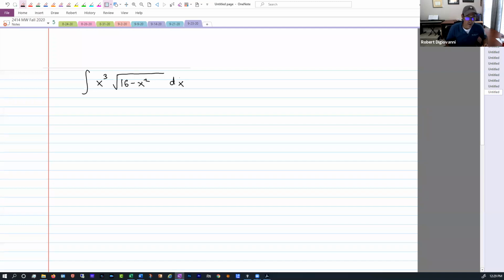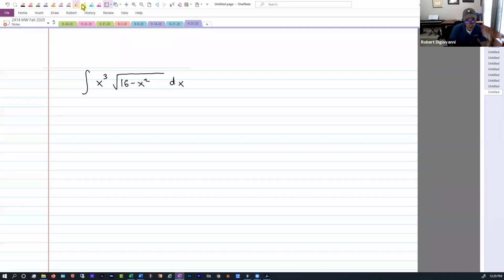So you might look at that initially and be like, okay, hey, wait, basic u sub, because if you let u be x cubed, the derivative of that's x squared, but that x squared is trapped under a root, right? You don't want that derivative to be trapped. So that won't work. Maybe you're thinking integration by parts. I don't know about that. That seems like that might get ugly.